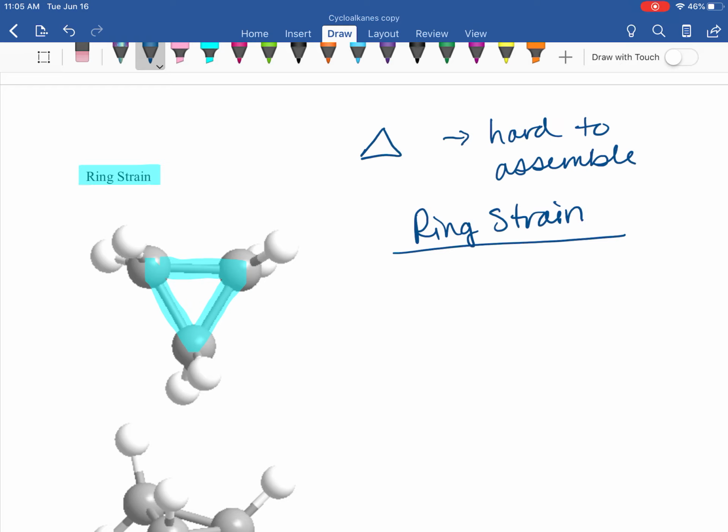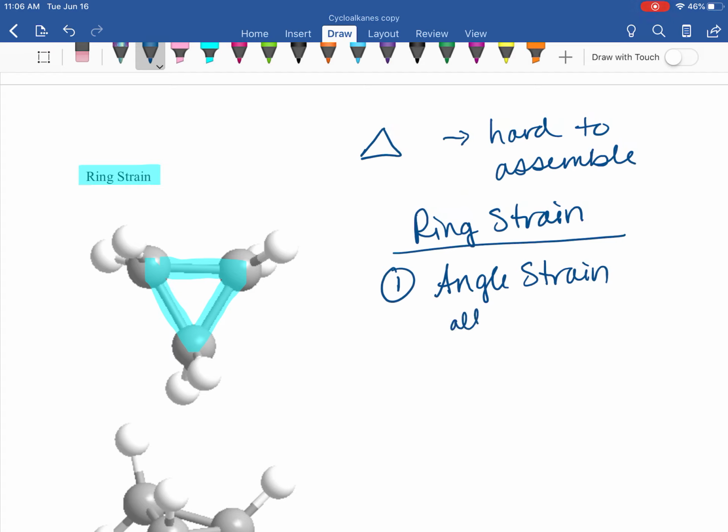Our ring strain is actually not just one thing, but it's actually 3 general strains all the way up through cyclohexane, and then there's a 4th strain when we get bigger than cyclohexane. We're going to focus on the first 3 strains. The first one you're feeling when you're trying to assemble that model set is called angle strain.